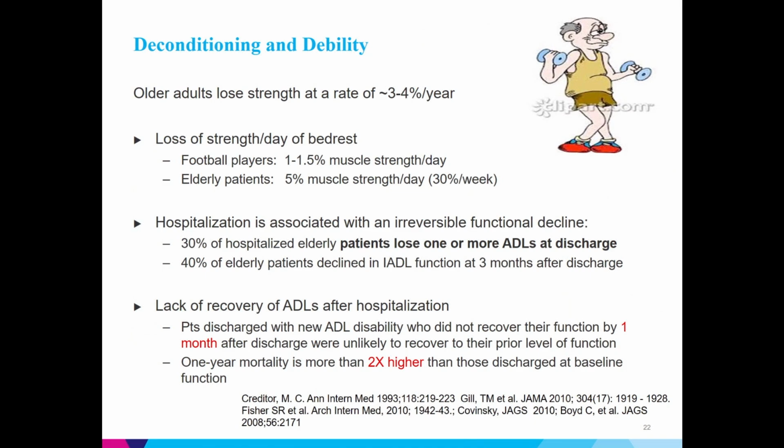And in fact, this study also looked at 1-year mortality. It's almost twice as high as those discharged with a decline from their baseline functional status. So again, long-term implications with the hospital-associated debility seen after an acute hospitalization.